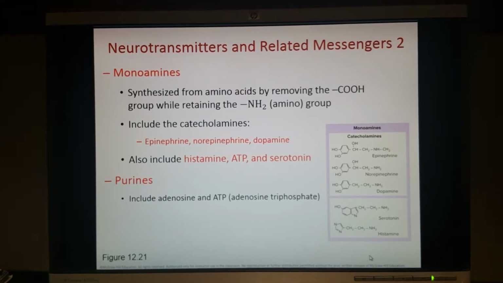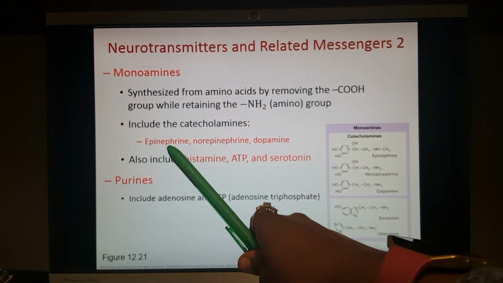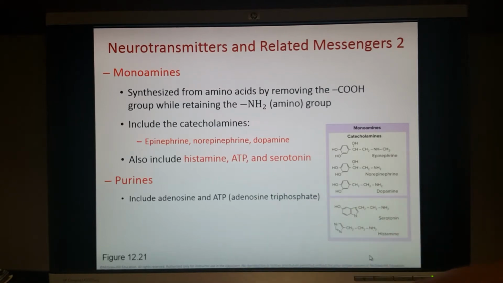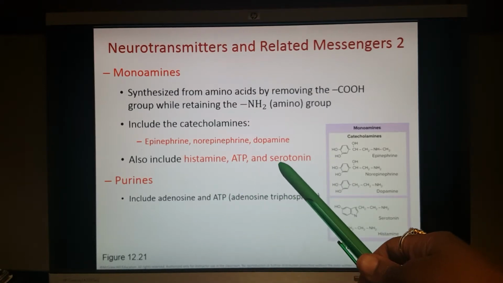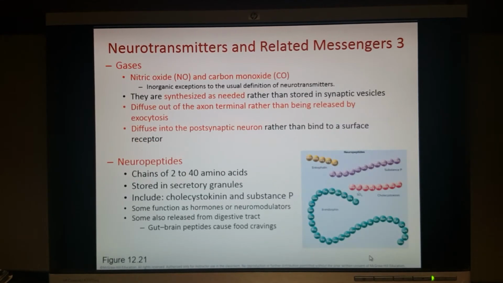You have other neurotransmitters, your monoamines, made from amino acids. These include epinephrine and norepinephrine, also called adrenaline and noradrenaline, released from the adrenal glands above your kidneys, affecting the action in your body that way. Your dopamine is released during pleasurable activity. Also histamine, as well as ATP and serotonin, can be types of neurotransmitters. Lastly, you have your gases and neuropeptides, again able to trigger a response in the next cell.